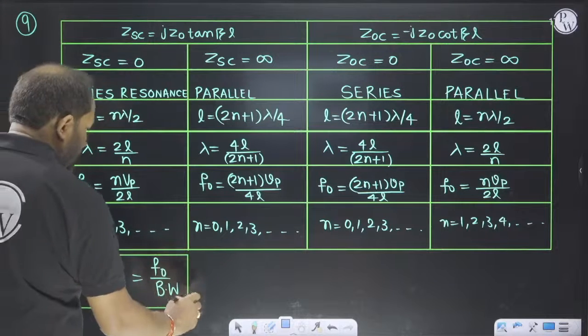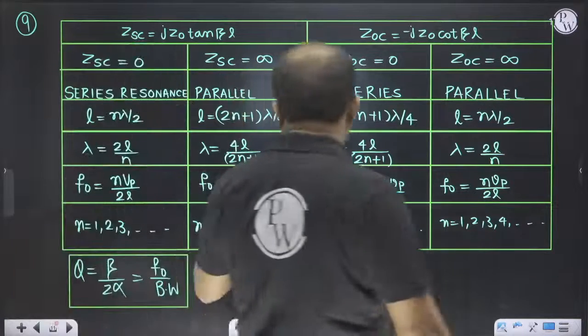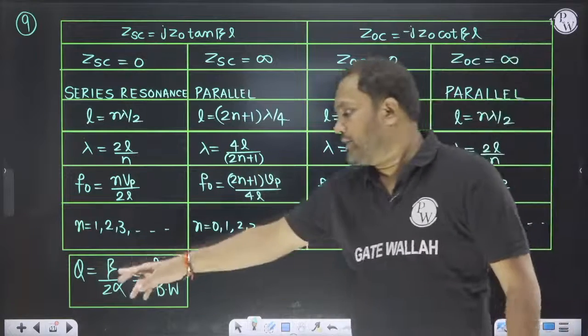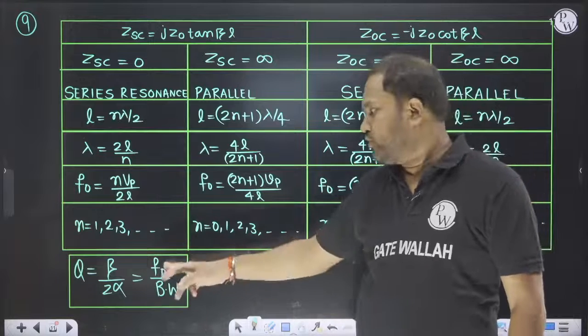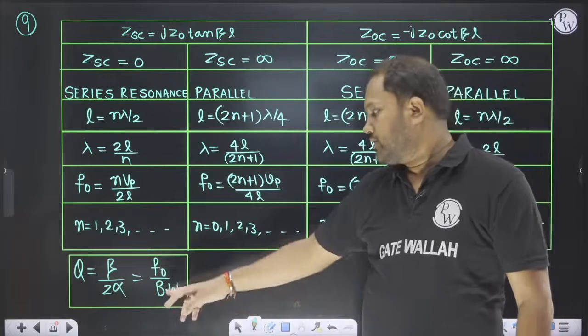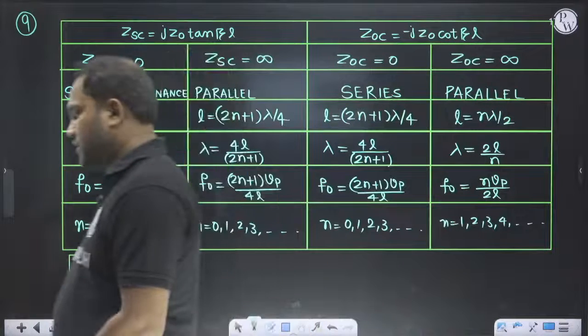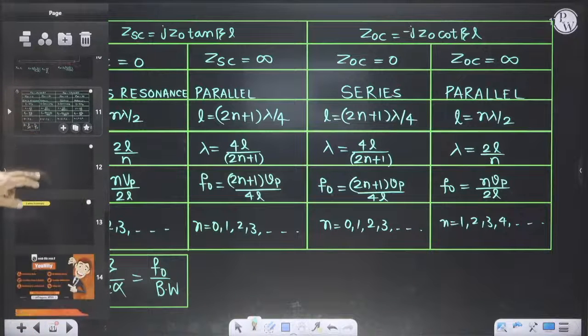They will ask alpha, they will ask resonant frequency. The resonant frequency you can calculate from here, and beta and alpha are given. So you can calculate the quality factor, and you know the resonant frequency from here. Then you can calculate the bandwidth. It is very easy.